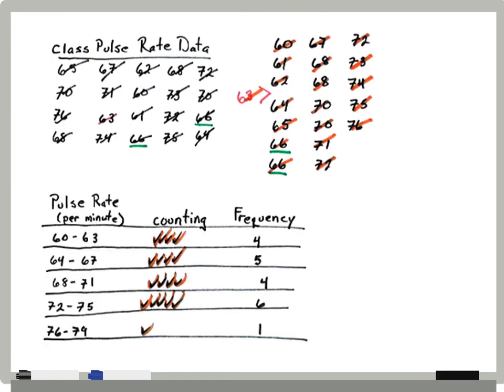Alright, so here we have the completed class pulse rate frequency distribution chart that you should have. You can see here that when I went through and did my counting, just as when I had gone through my class pulse rate data, I marked through each of the items in chronological order of my data values, again, to make sure that I'm not skipping any data or double counting it.